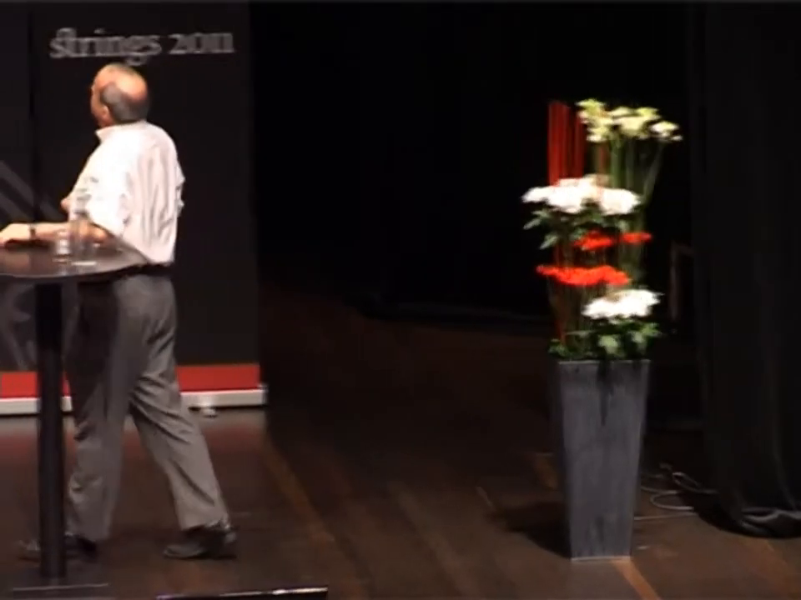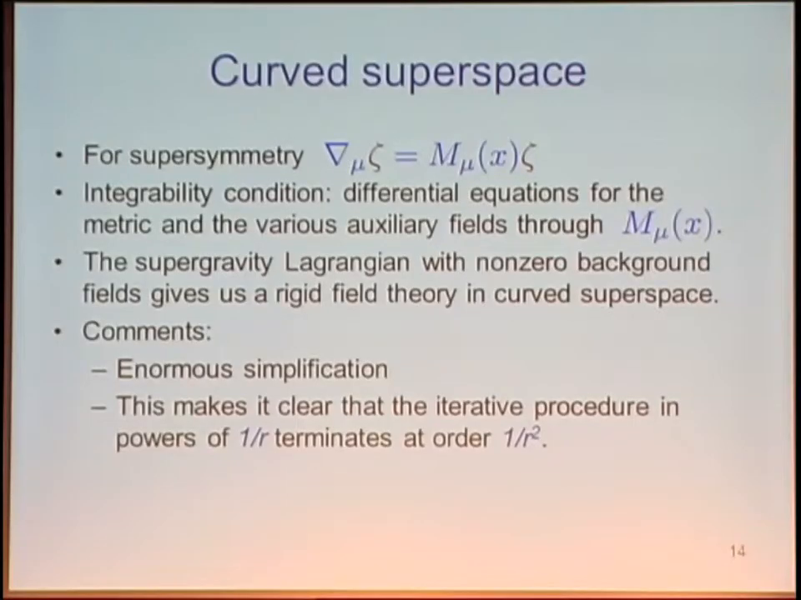Second, it makes clear why the iterative procedure stops at order 1 over R squared. So what did we do? We started with some Lagrangian in flat space. We put the metric in. Then the Lagrangian was not supersymmetric. We had to fix it at order 1 over r. The terms of order 1 over r are the auxiliary fields. The auxiliary fields are of order 1 over the radius, so that's what gives these terms.